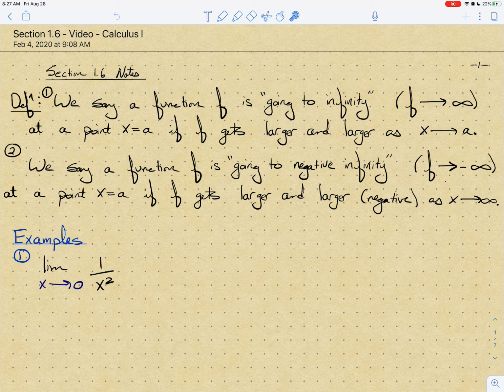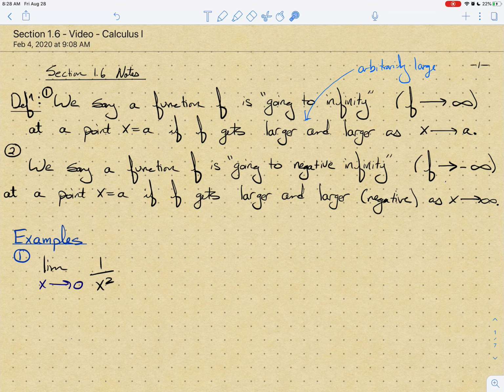I've gone ahead and written it out to try to make this a little quicker, but we say that a function f is, quote, going to infinity, and I'll typically write it like this sometimes. So it's going to infinity at a point a if f gets larger and larger as x gets close to a. And when I say larger and larger, I really mean arbitrarily large. You can make f be as large as you want.